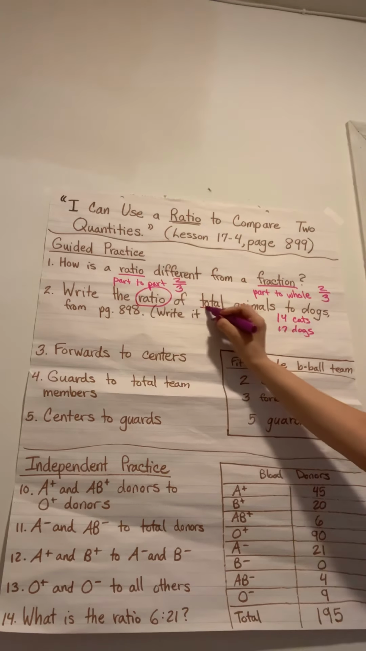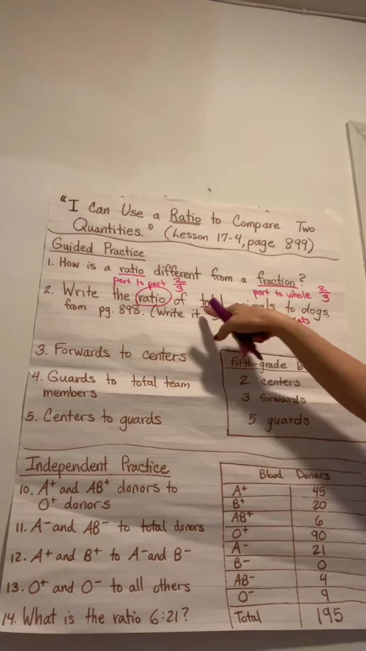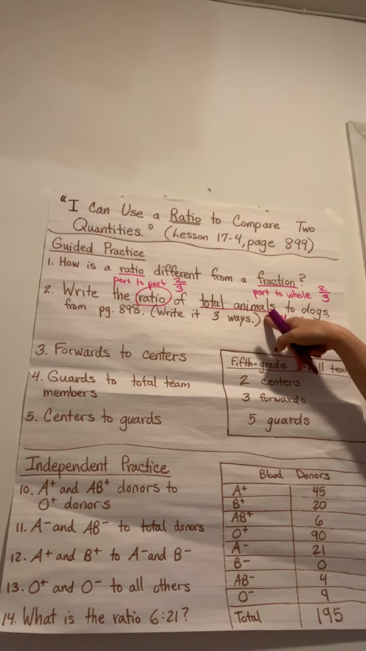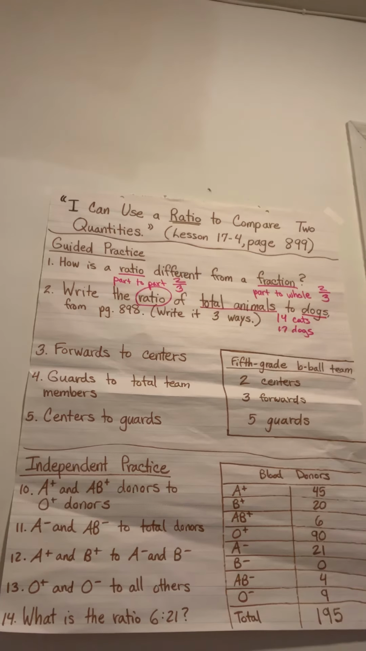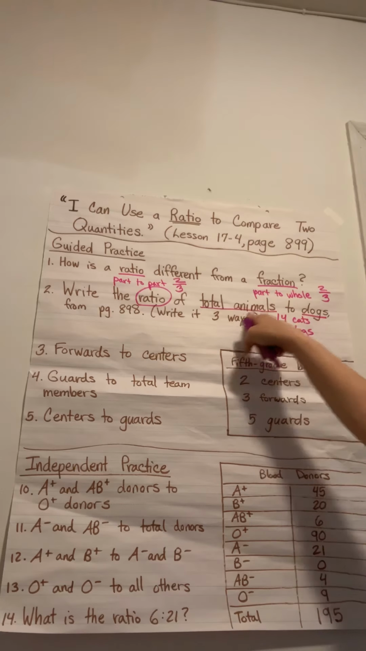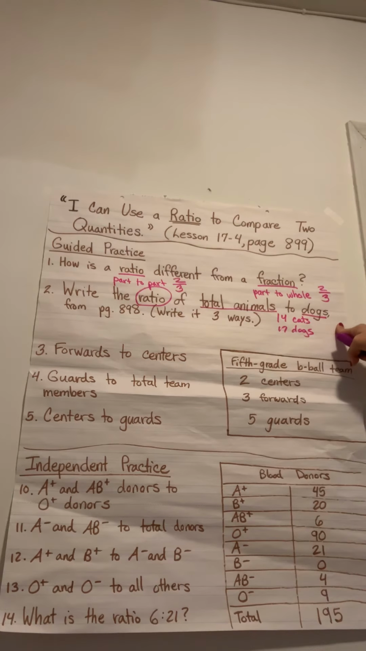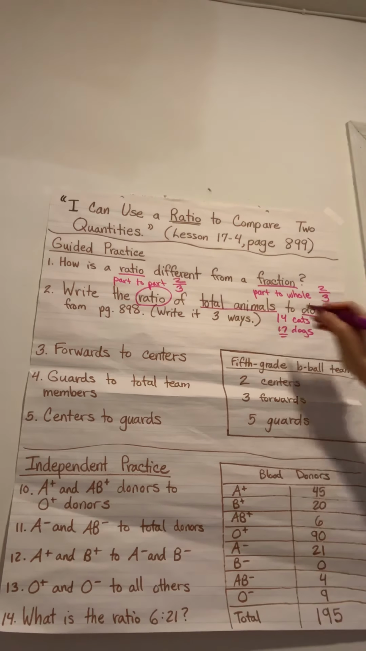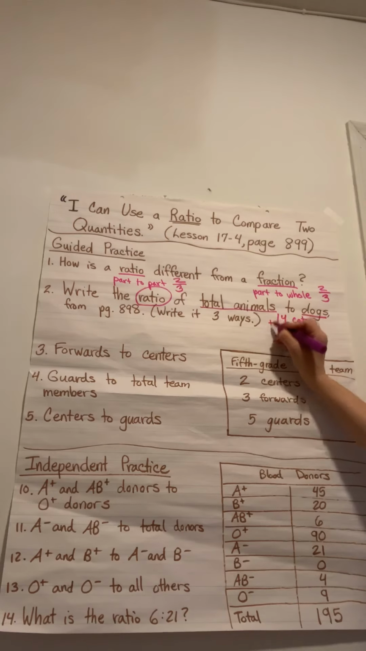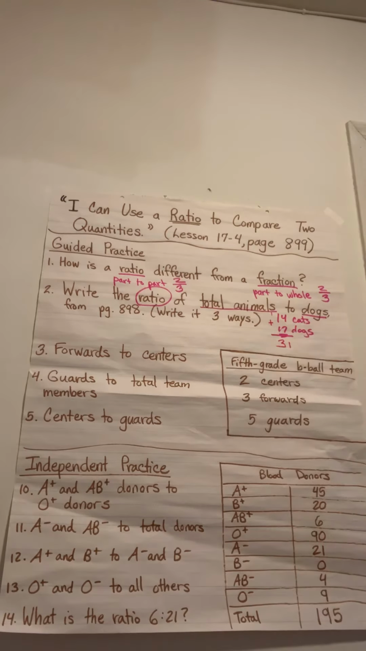Now we know this order is important. Whichever is written first is the first number I'm going to put in my ratio, and this is the second number because that order can be flipped around. So total animals is what I need first, dogs I need second. Dogs is easy, it tells me there's 17. Total animals I need to figure out. So I need to do 14 plus 17. Very quickly, gives me 31.